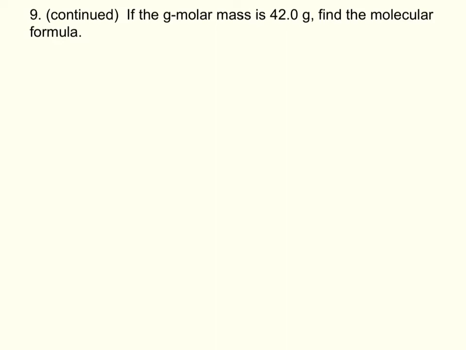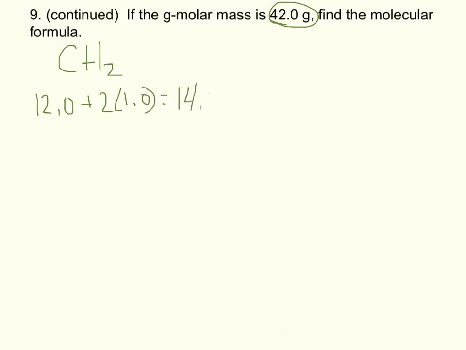Okay, so the second part of number 9, we know the empirical formula is CH2, it says, if the gram molar mass is 42, find the molecular formula. So remember I said that CH2 doesn't necessarily mean there is only one carbon and 2 hydrogens, just that the ratio is 1 carbon for every 2 hydrogens. So this 42 grams here is what it's supposed to weigh, but CH2 weighs 12.0 plus 2 times 1.0, which is a total of 14.